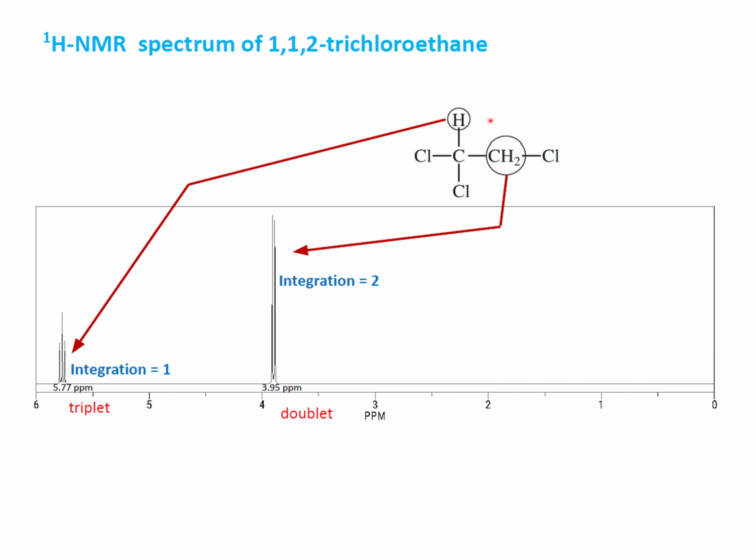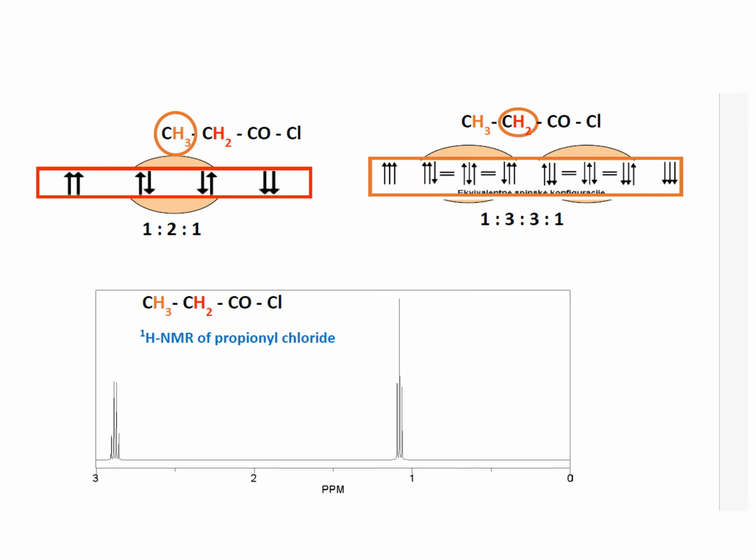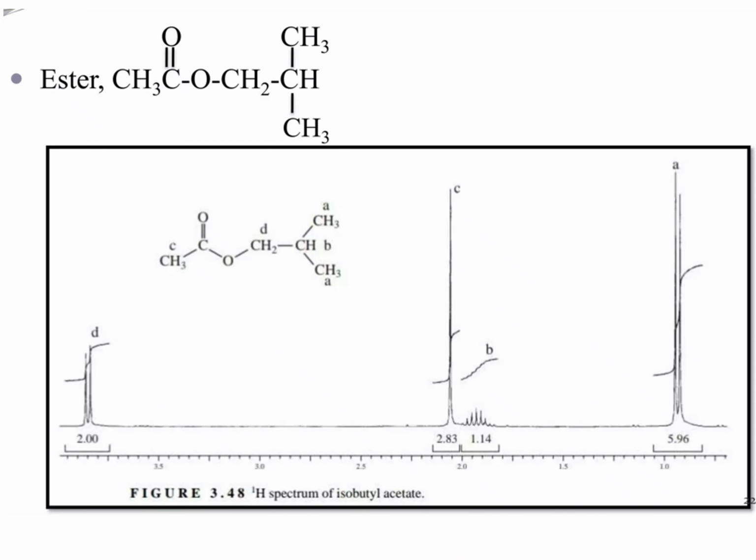1,1,2-trichloroethane, the alkene, propyl chloride, so propionyl chloride. Two hydrogens means two peaks. One is in the 1 position and another is in the 3 position. So this would be in the 3 position, this would be in the 1 position. So the triplet would be like that.